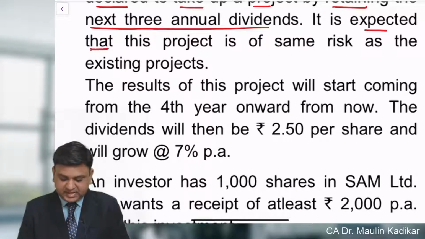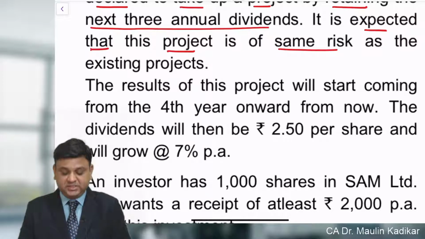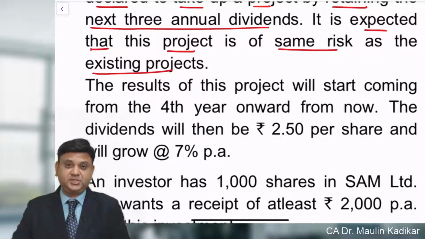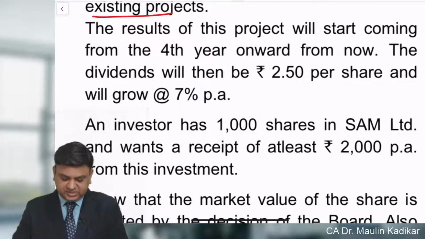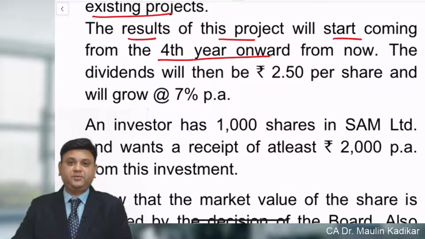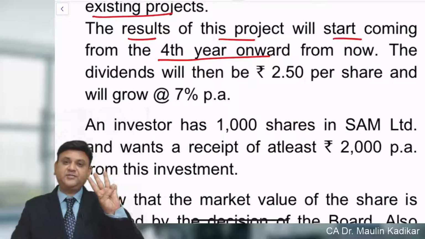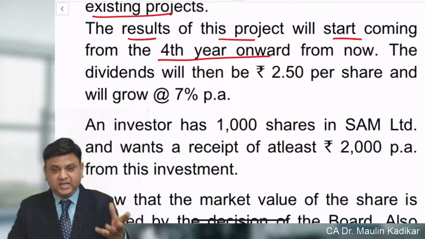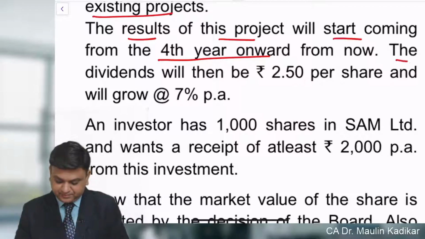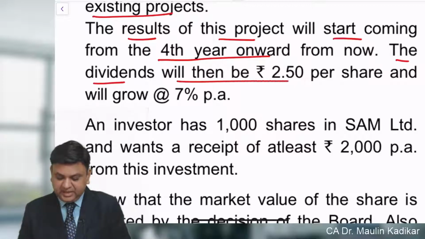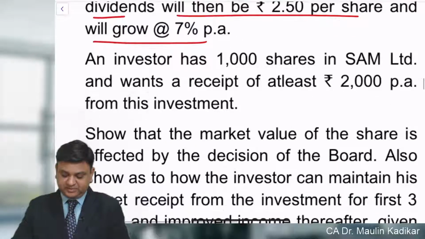It is expected that this project is of the same risk as the existing projects. The results of this project will start coming from the 4th year onwards from now. So we will reinvest the first 3 years' earning and then it will start generating the result from the 4th year onwards. The dividend will then be 2 rupee 50 paise per share and will grow at the rate of 7% per annum.